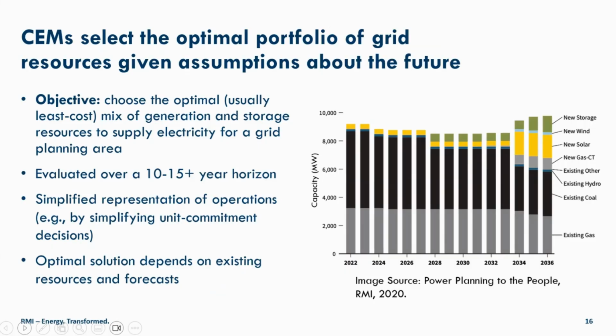These usually have a simplified representation of operations. For example, we may have some type of unit commitment, but we're making these assumptions to speed up the model. And this is a less realistic form of that than we will see in other models. The optimal solution is going to depend on the inputs and assumptions. What forecast are we giving the model about the future, weather years, fuel costs, and so on? And these models get a lot of scrutiny within IRPs because these are what the utility is using to choose investments and retirements.